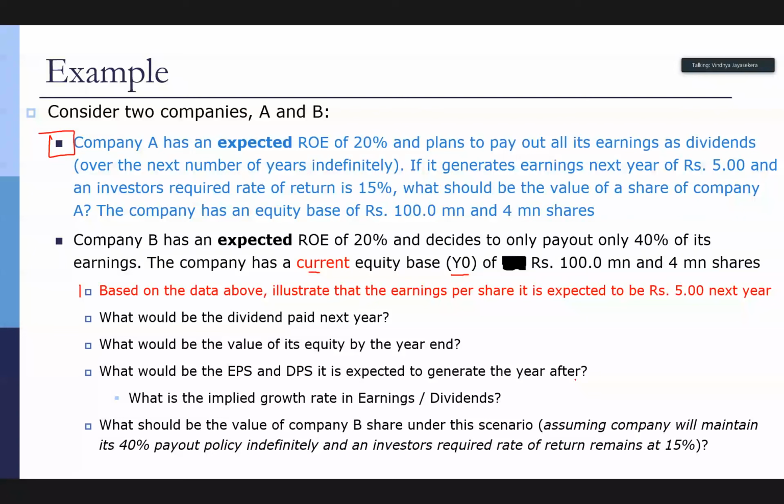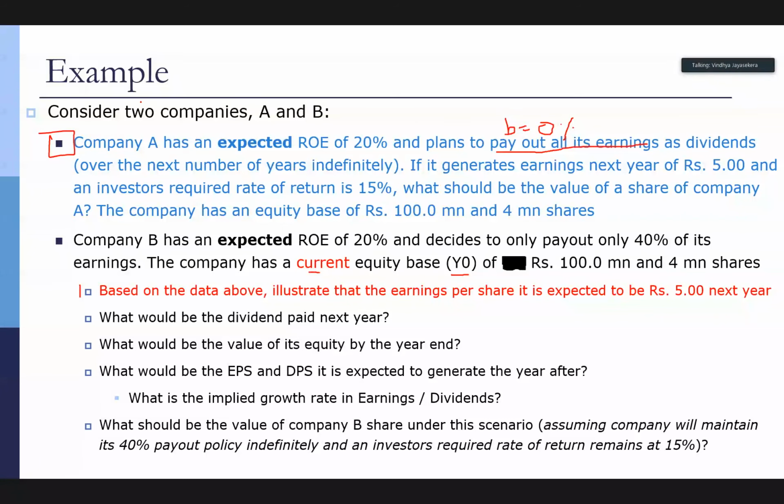Okay. Yes, Niraj. So it's very easy, right? You have an expected ROE of 20% and plans to pay out all of its earnings. When it pays out all of its earnings, what do you think happens to the retention ratio? You pay out everything. So payout ratio is 100%. That means your retention ratio is zero. Correct. So B is equal to zero.